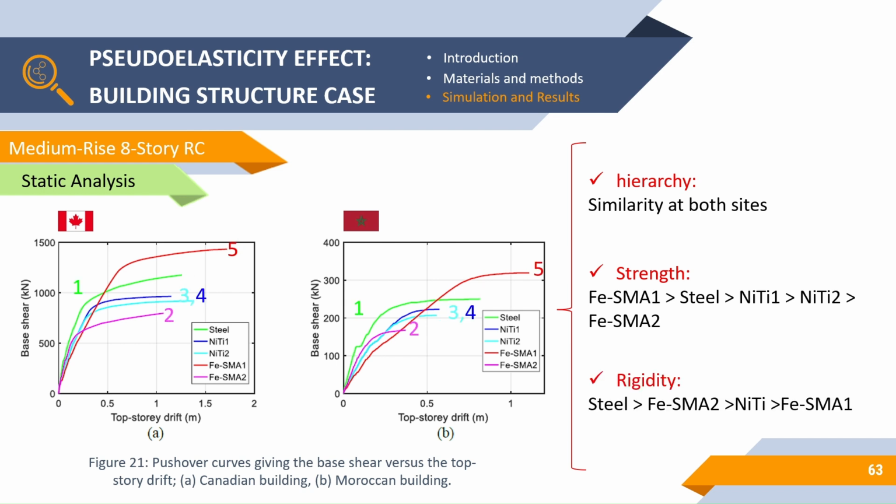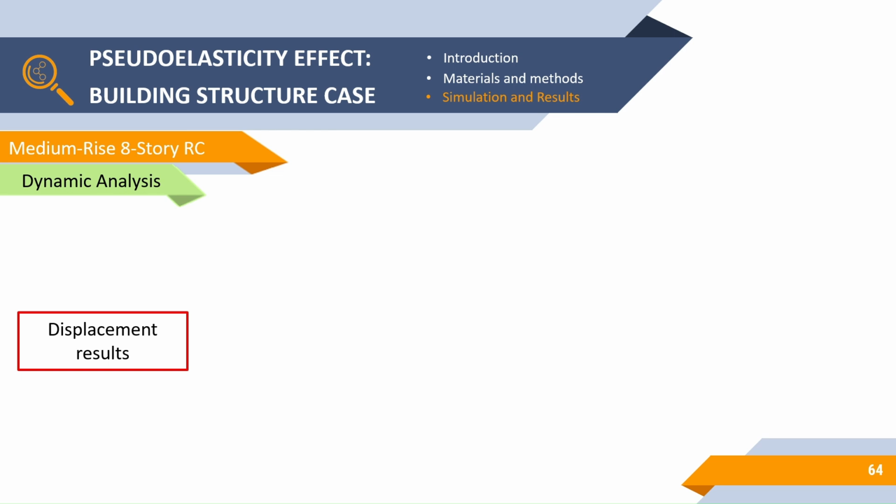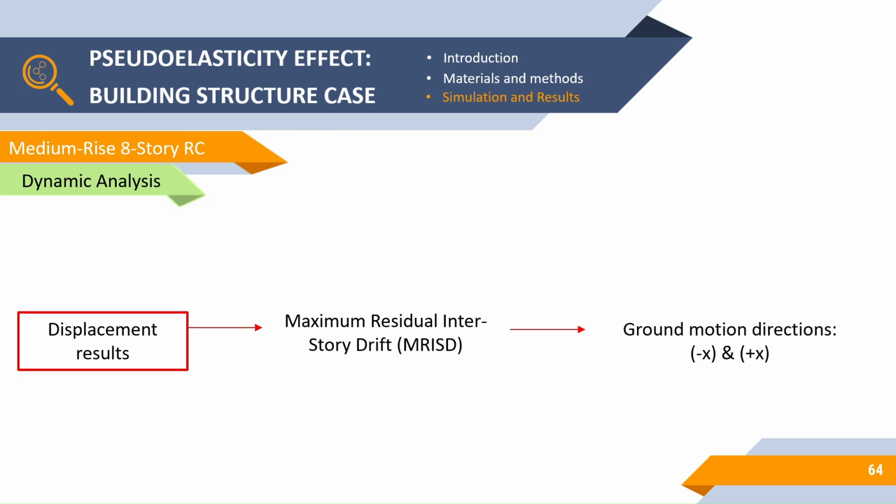In terms of rigidity, steel exhibits the greatest rigidity, followed by ferrous-based shape memory alloy 2, nickel titanium, and finally ferrous-based shape memory alloy 1 with the lowest rigidity. Now for the dynamic analysis, the focus was on displacement results, specifically the maximum residual interstory drifts under both negative and positive ground motion directions.